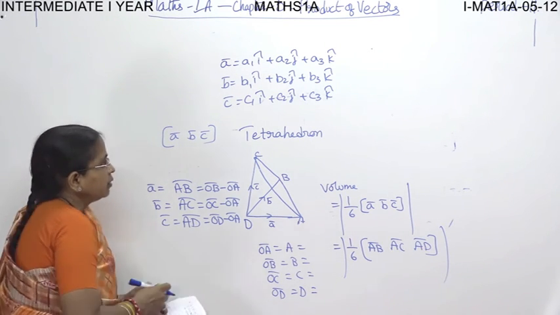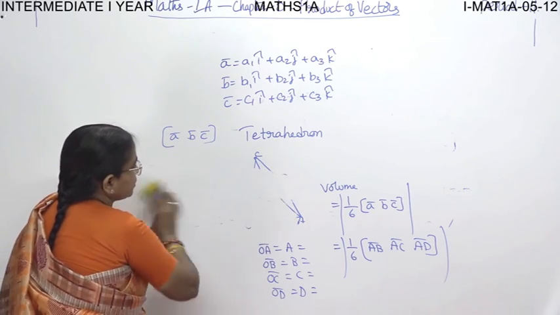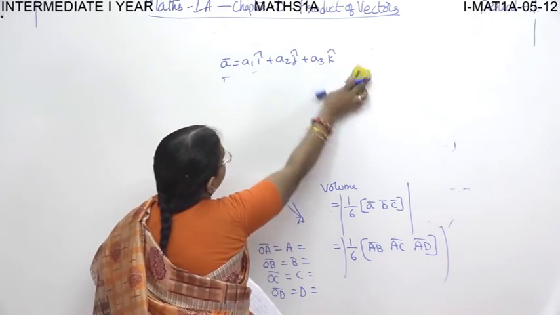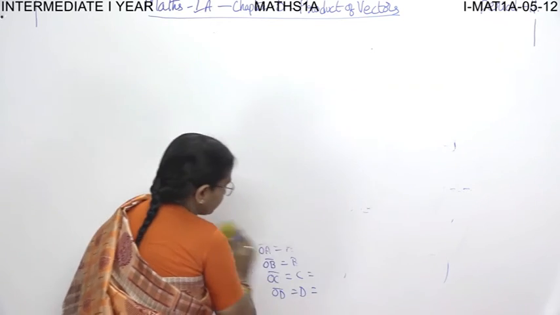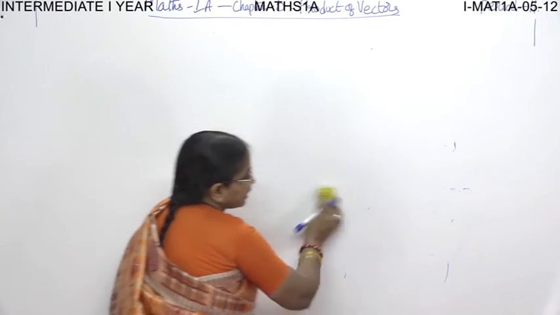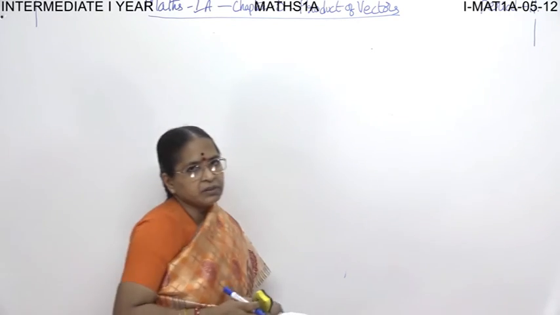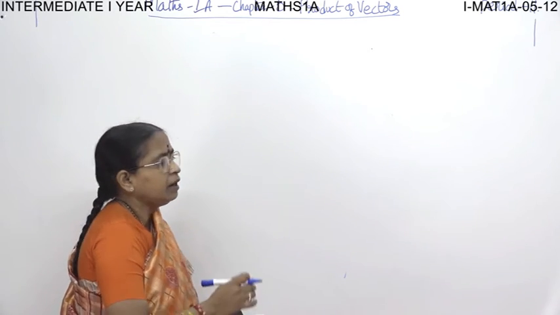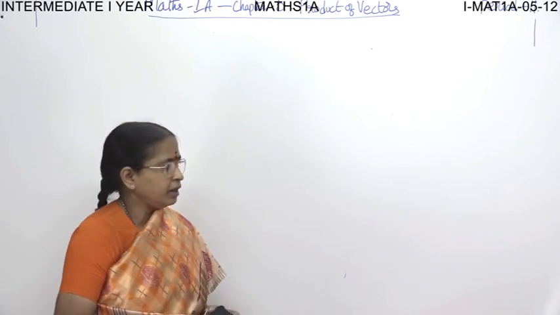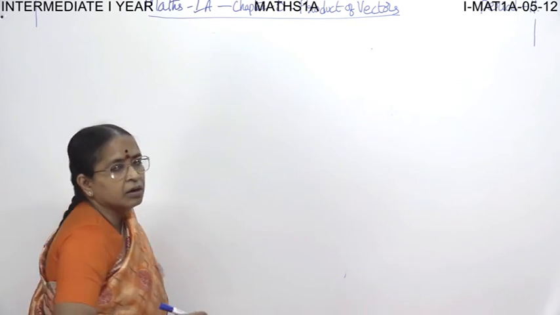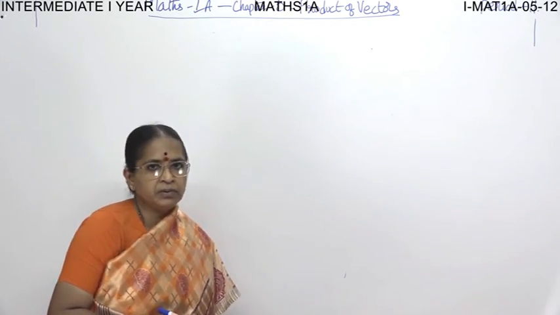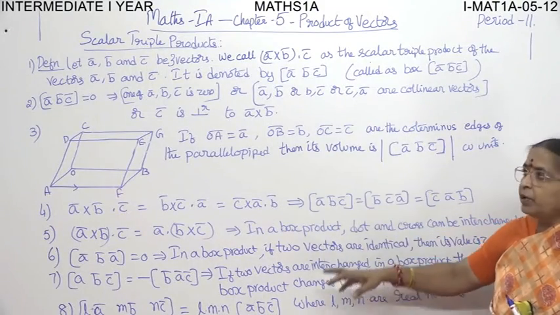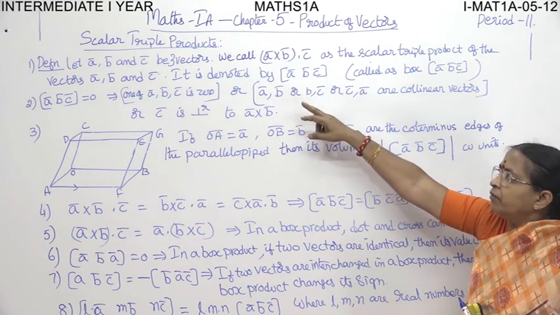Okay. Now we'll summarize all these points. What all we have learned we'll write and then we'll do the problems. So only scalar triple product is in your syllabus. Vector triple product is related to another academic year. So we'll write all the points and then we'll do the problems. So we discussed all these points. A, B, C are three vectors.